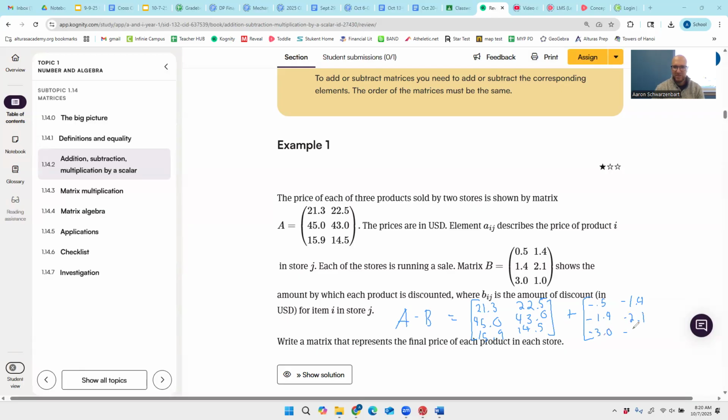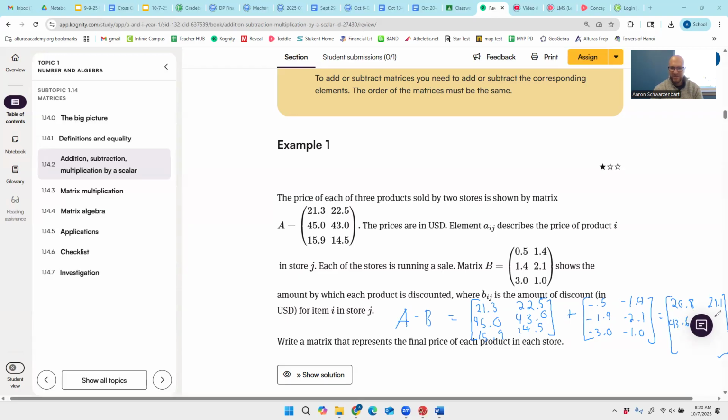And I'm writing this out just in case you need it looking back. 21.3 minus 0.5 is 20.8. 22.5 minus 1.4 is 21.1. 45 minus 1.4 is 43.6.